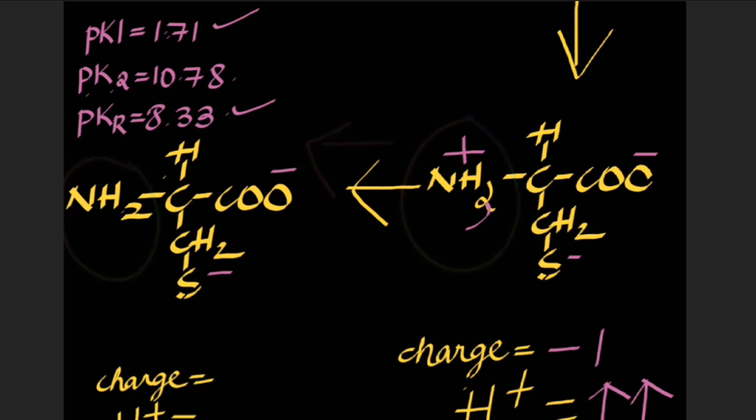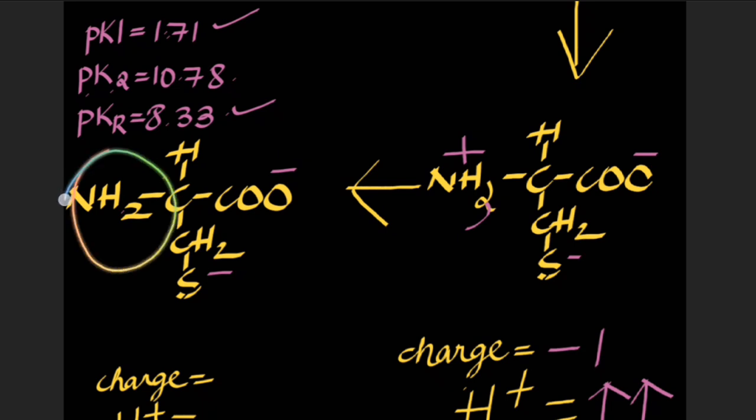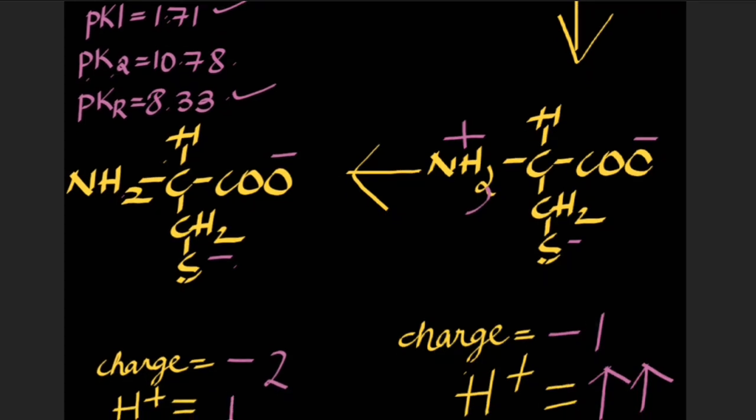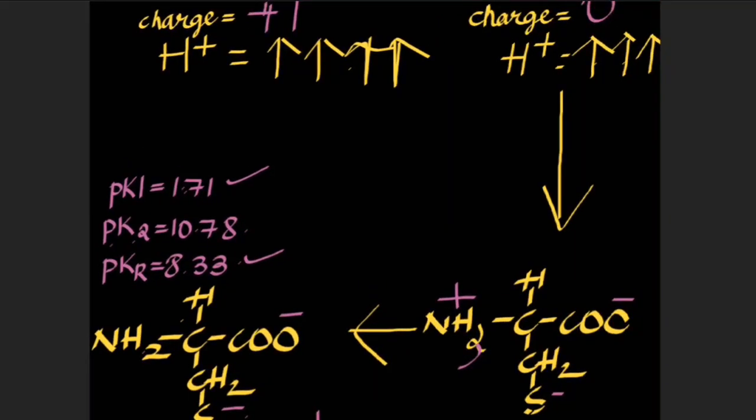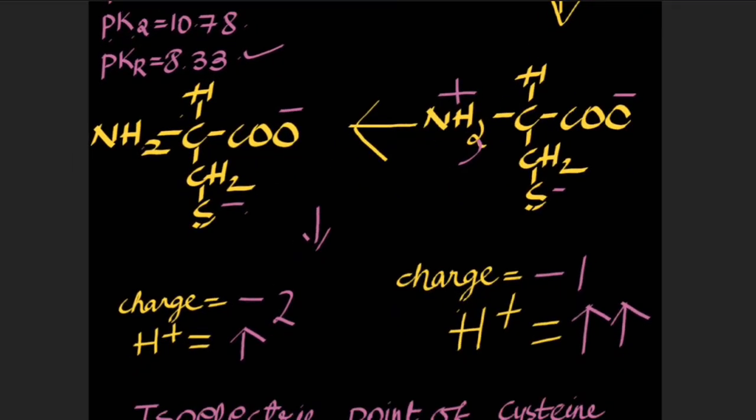Now what will be the net charge of this particular molecule? Because this NH2 has lost its extra hydrogen, and it has lost its positive charge as well, this is going to be -2, right? And then the concentration of hydrogen ion has decreased. I should have drawn it differently, but just to show you, I have written 4 arrows, 3 arrows, 2 arrows, and then 1 arrow. So please follow along with me.